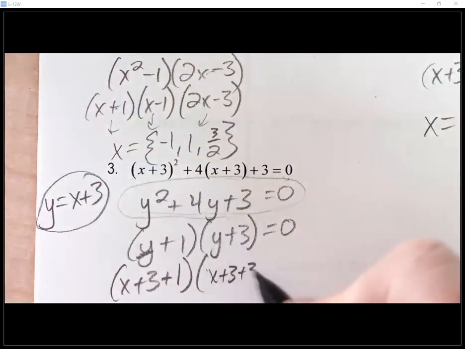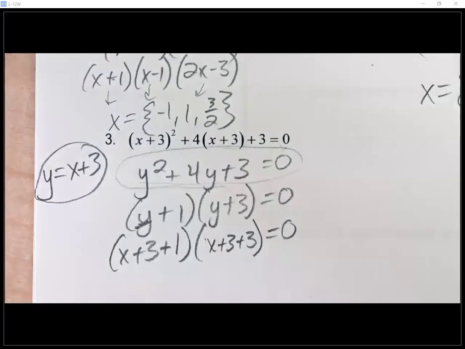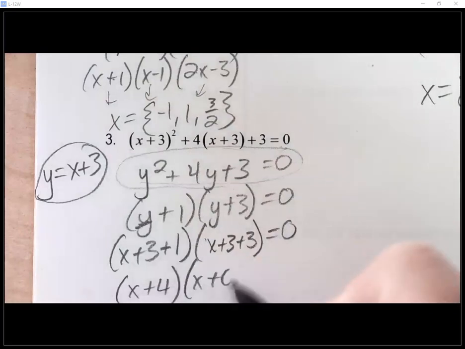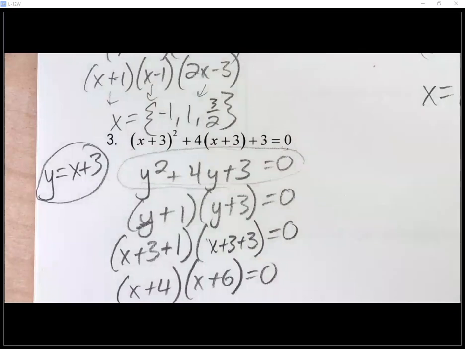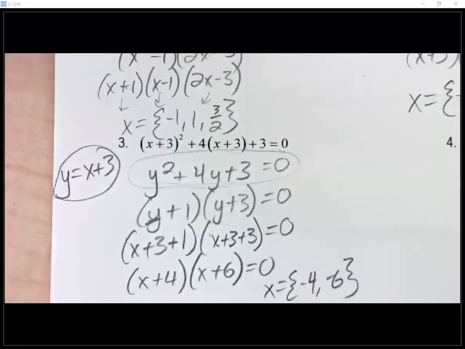And now I'm just putting those x plus 3's back in. So what do I really get? X plus 4 and x plus 6, which means my 2 answers are just -4, -6. That's not bad. Does that make sense? Everybody's all right?